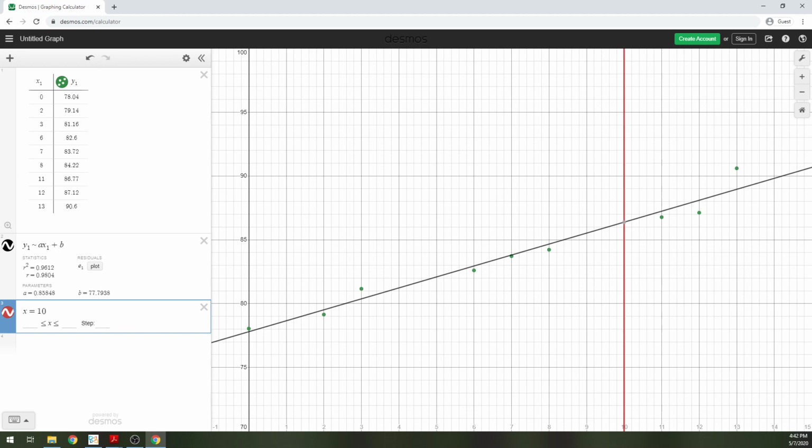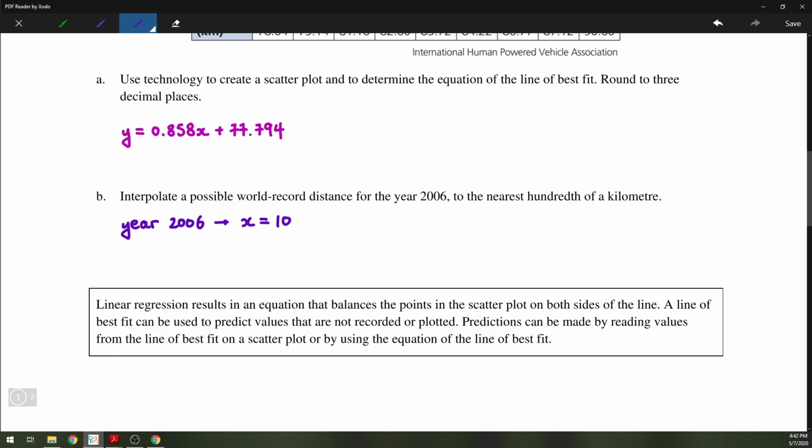We can add a new item and simply let x equals 10, which will produce a vertical line. The intersection between our line of best fit and this vertical line will tell us, based on the line of best fit, what the possible world record for the year 2006 would be, and it was 86.379 kilometers. So we can go back here, and the corresponding y value, it says to round to the nearest hundredth, so maybe 2 decimal places would be better, is 86.38 kilometers.